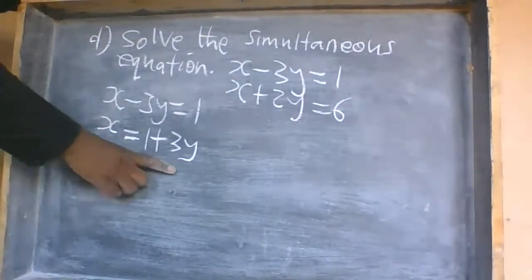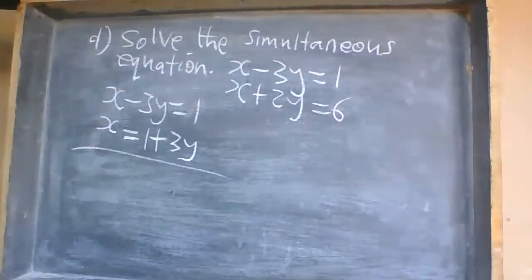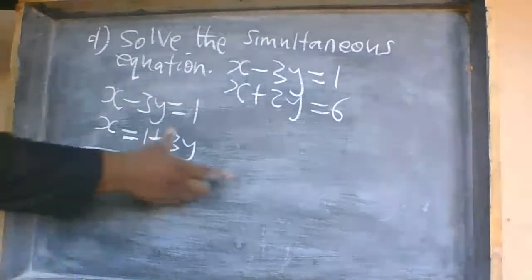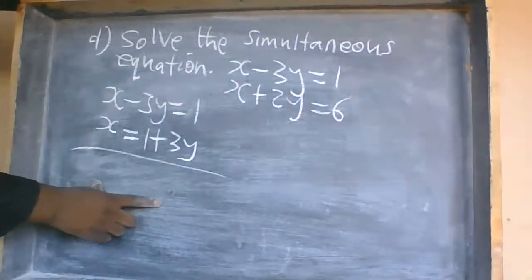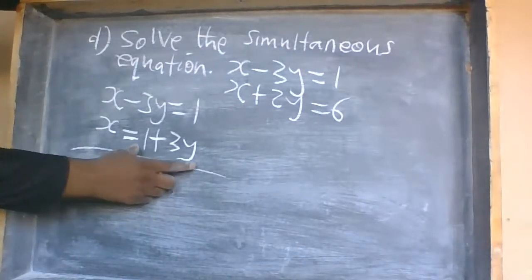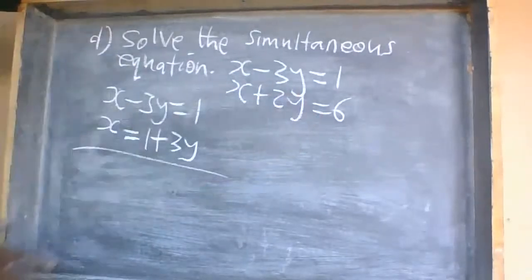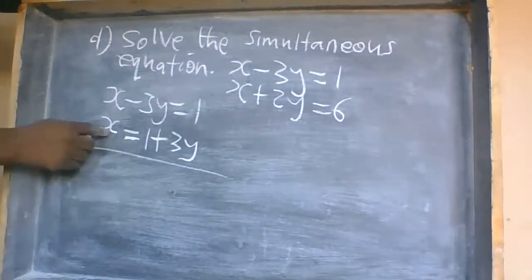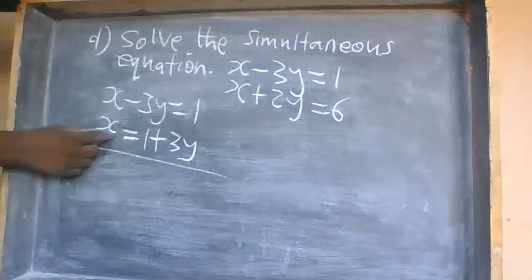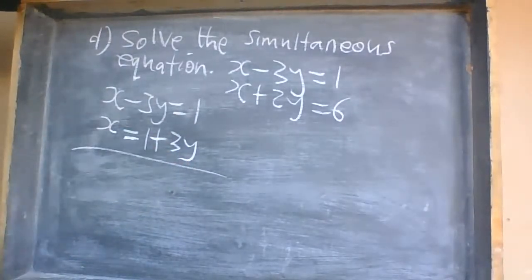Now that you have this equation here, what I do myself in this case is use what we call the substitution method, where I get the second equation and bring it here. Where there's x, I'll replace it by this whole thing here. Since they're saying x equals this, where there's x in my second equation, I'll replace it with 1 plus 3y, therefore substitution.